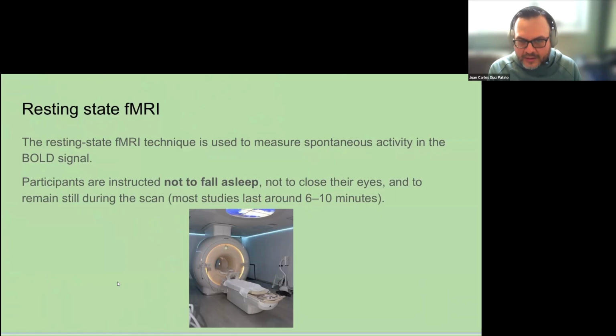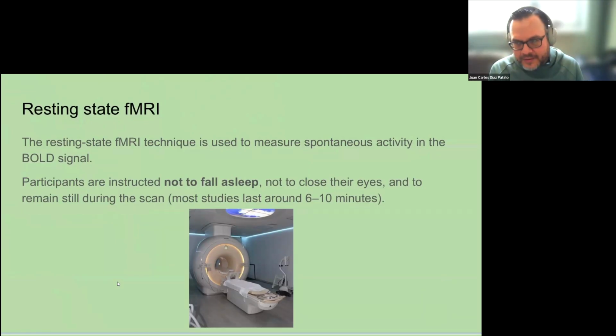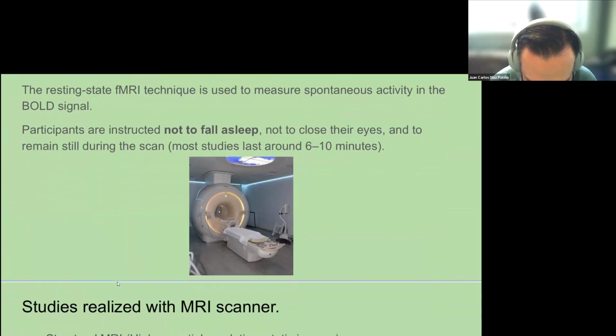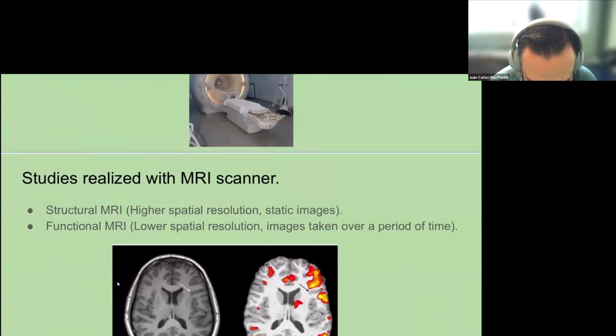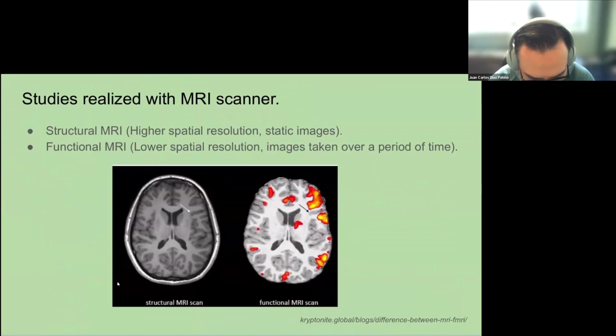And some people snore when they are sleeping. So this is the reason why you need to remain still during the scan, because this is going to affect the study. So these are the instructions for resting state, and we are going to see a little bit of these studies. So in general, we have these two kinds of images: structural MRI, which has a high resolution.